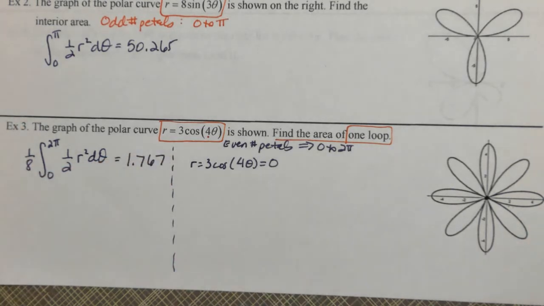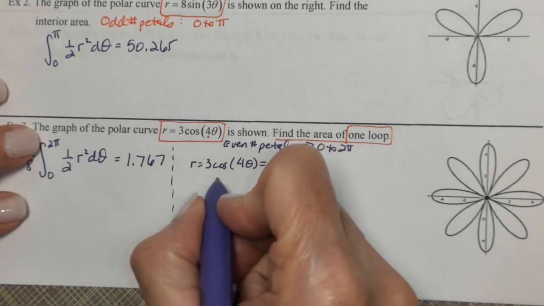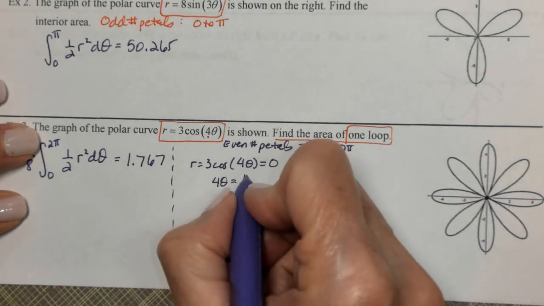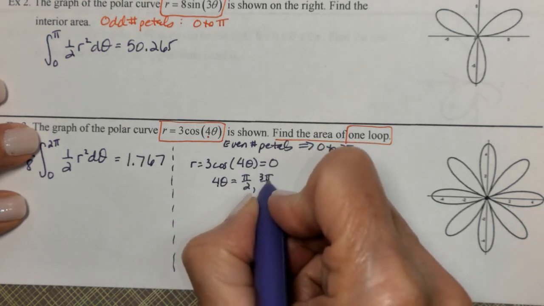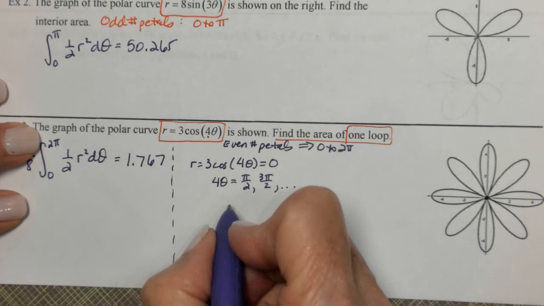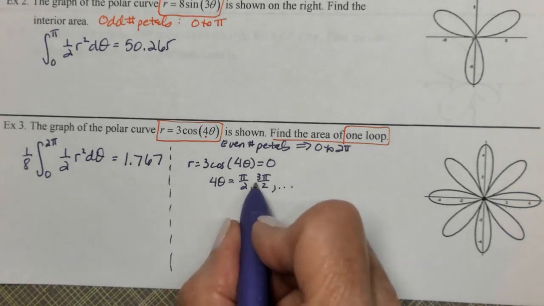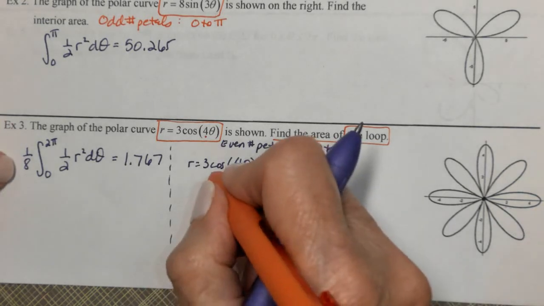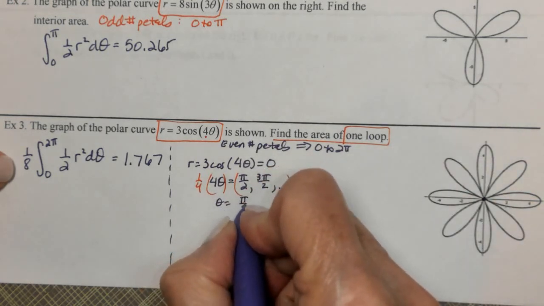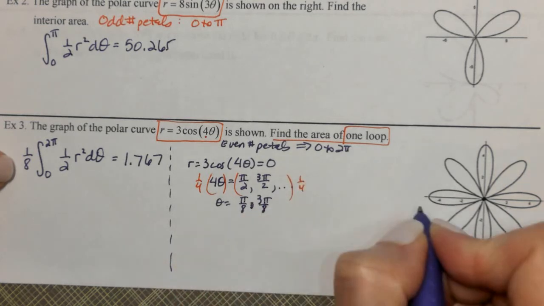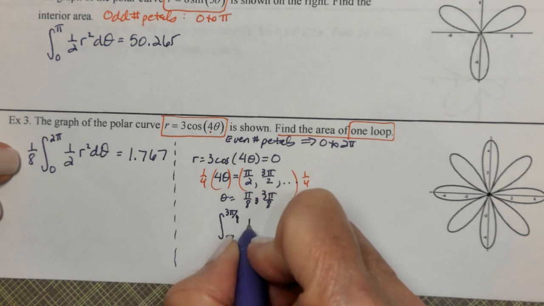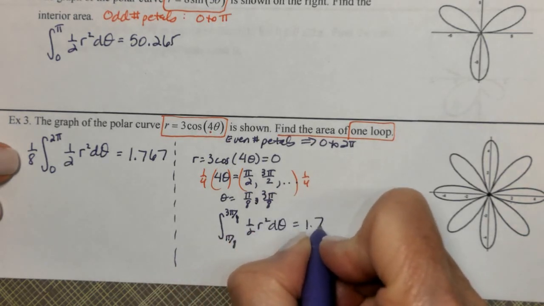So 3 cosine of 4 theta is 0 when 4 theta, that angle, is equal to, when is cosine 0? Well, cosine is 0 at all of the pi over 2's. Pi over 2, 3 pi over 2, 5 pi over 2, 7 pi over 2, etc. I only need 2 consecutive values, so that's why I'm only writing 2 down. Divide both sides by 4, which is the same as multiplying both sides by 1/4. And theta is pi over 8 to 3 pi over 8. So our area would be the integral from pi over 8 to 3 pi over 8 of 1/2 r squared d theta. And that gives us back the same number.